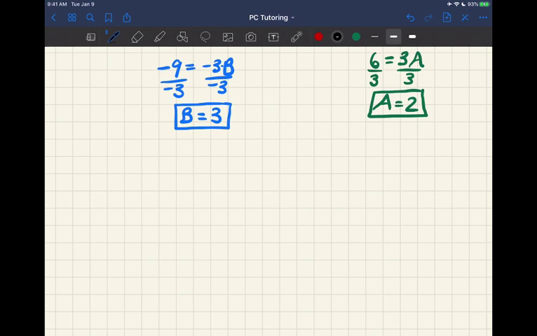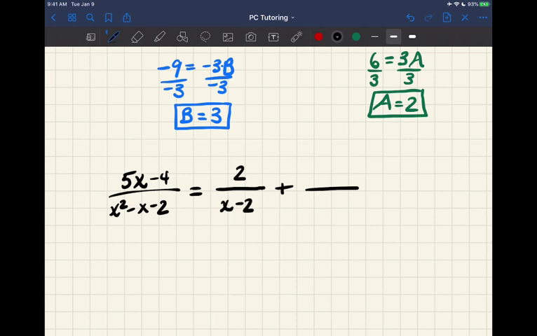You've now found that 5x minus 4 over x squared minus x minus 2 can be broken apart into two separate fractions added together, where the first fraction is 2 over x minus 2, and the second fraction is 3 over x plus 1. So notice this was what we had in the very beginning. It's just this was A and this was B, but you used mathematics to find those missing pieces. Congrats!